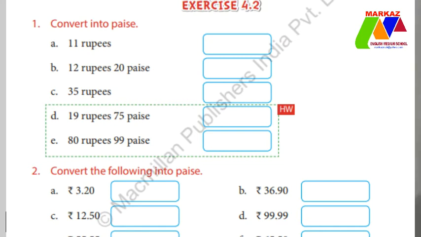Understood? The next one 12 rupees and 20 paise. So 12 into 100 is equal to 1200 paise plus that extra 20 paise. The next one is 35 rupees. So 35 into 100. So 3500 paise. The next two D and E you have to do by yourself.